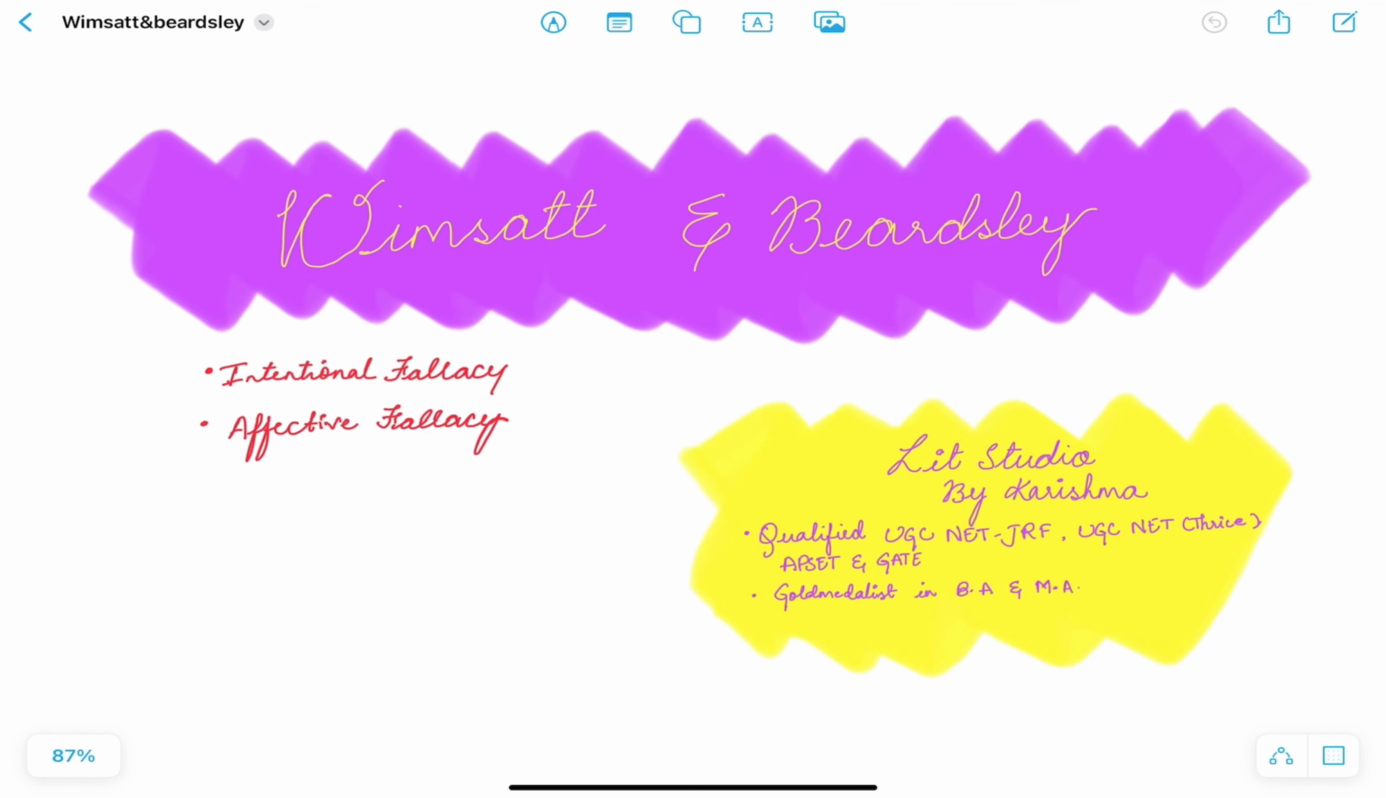I'm Karishma. I've qualified UGC NET JRF, and before that I've qualified UGC NET thrice, and I've also qualified AP SET and GATE. I'm currently a research scholar in the Department of English, Acharya Nagarjuna University. I've also been a gold medalist in both my bachelor's and master's.